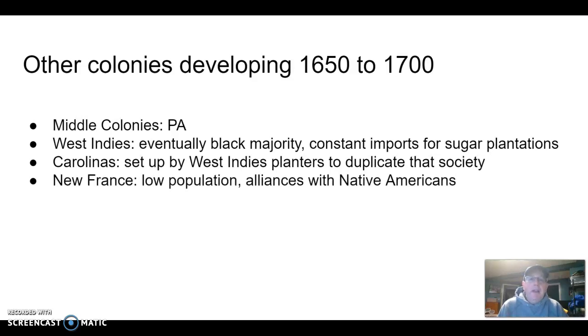And New France is there, in what we call Canada. They never get the population that New England or Virginia does. They rely more on their alliances with Native Americans because they just can't get people to come over. So they're not nicer to Native Americans because they want to be. They are just sort of forced into a more mutual relationship.